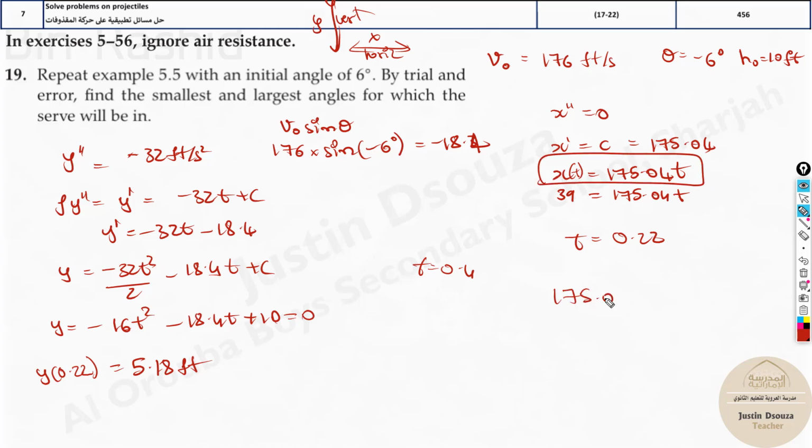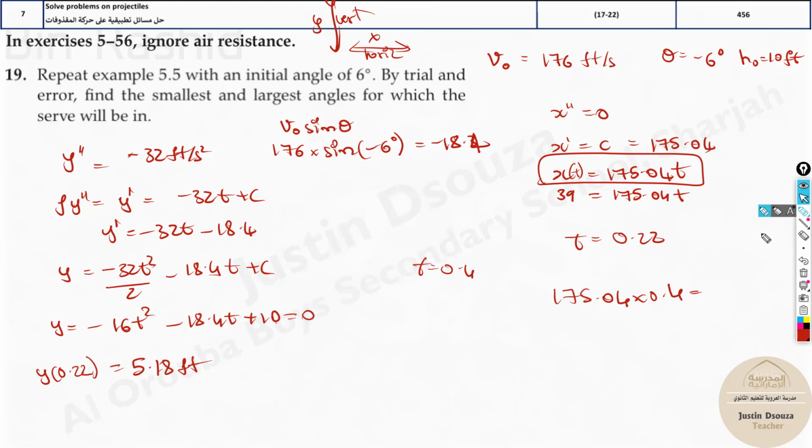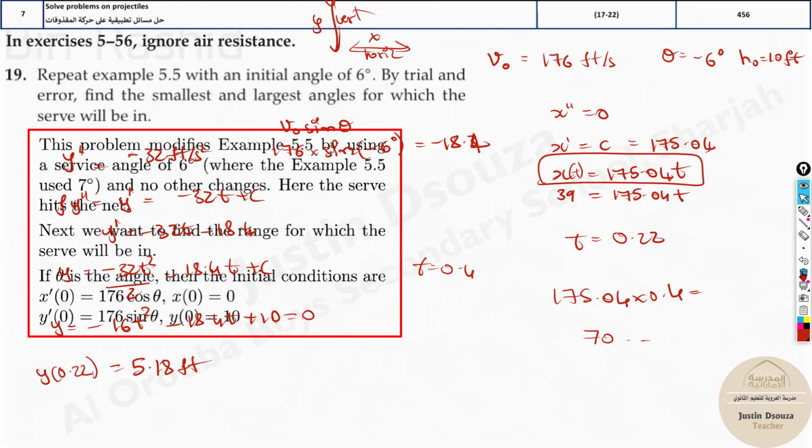So 175.04 times 0.4. Whatever the value, if it is exceeding 60, the serve won't be in, it will be outside. If it is less than 60, it will be inside. So here I've typed the values. Here, what is it? It's 70. That means it's away by 10 feet. So here we won't be able to get the serve as well. It is 70 something. So no, the serve will be out even in this case for 6 degrees as well.